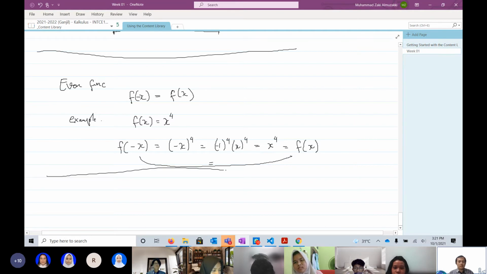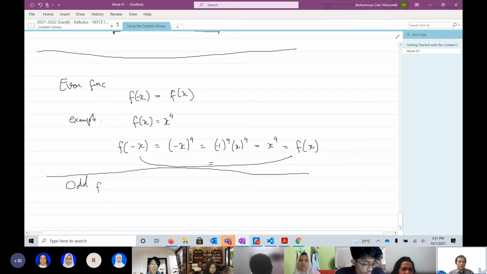What about an odd function? An odd function is when we have f of minus x equals minus f of x. Example.